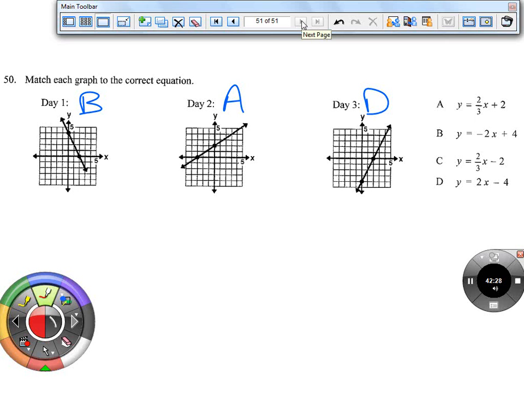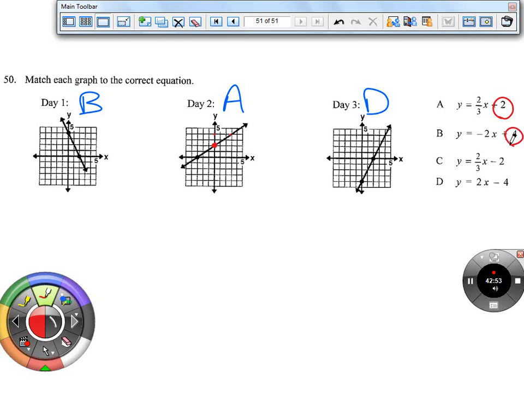Okay, correct graph. You've got to know how to graph some lines. So if you look at the equations over here, you have a y-intercept of 2, so you look for a graph that touches the y-axis at 2. So it looks like it's this one. And then it has a slope of 2/3, so you go up 2/3. That's why that's that graph.